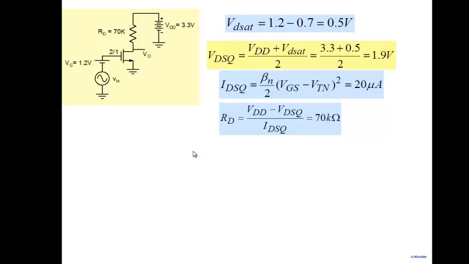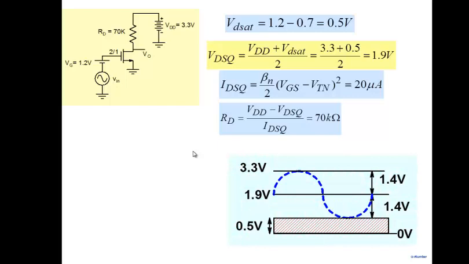Alright, so for maximum swing, RD should be 70 kilo ohm, and this is the picture that we have here. Biasing is at 1.9 volt here. This VDSAT is 0.5, and you bias it in such a way that the upper swing, the positive swing, is the same as the negative swing, which is equal to 1.4. So if I go and build this amplifier, how large a swing should I get? Peak to peak 2.8, or for a sinusoid, a maximum peak voltage of 1.4, right?